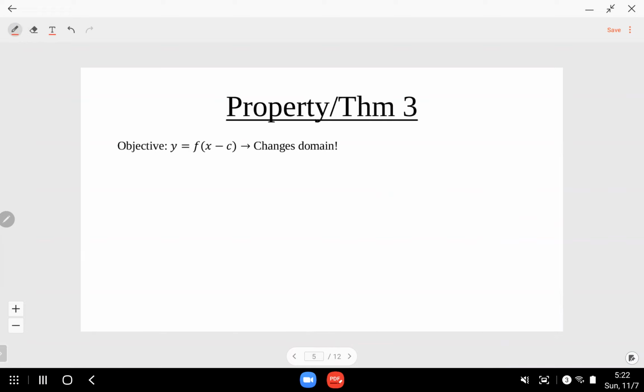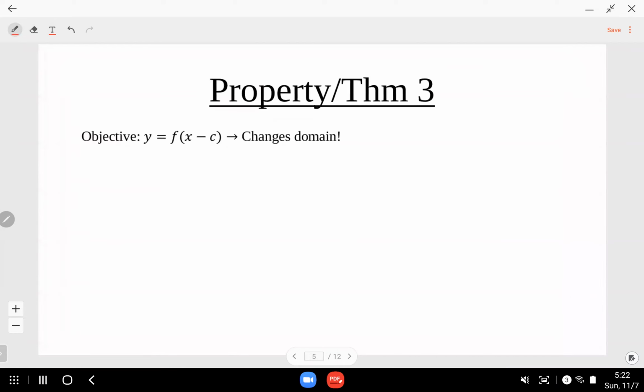Okay, so from this we can get the theorem that the graph of y equals f of x minus c can be obtained by shifting horizontally.